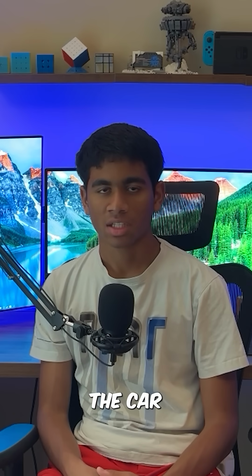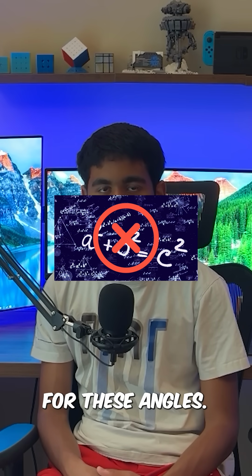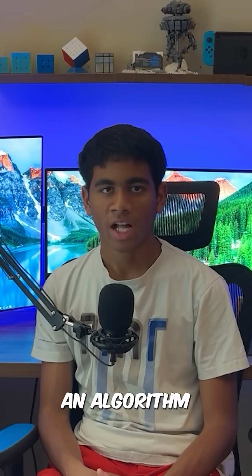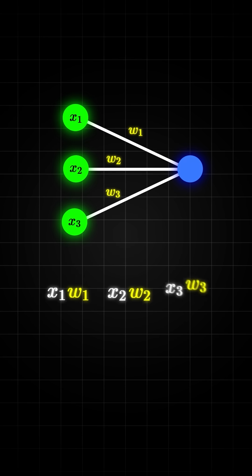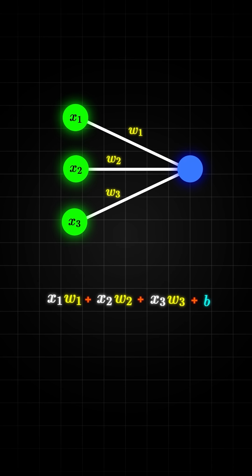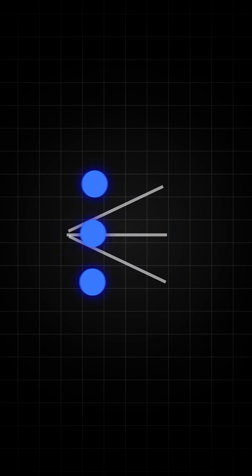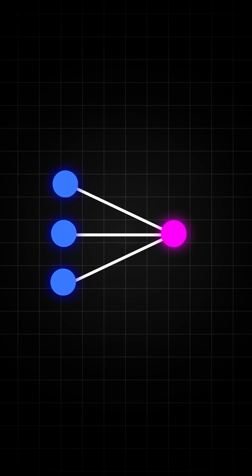The interesting part is that the car isn't explicitly programmed with the math for these angles. Instead, it learns with an algorithm called gradient descent. Here's how inputs move through the network. Each connection has a weight. An input is multiplied by its weight, added together with other inputs, and then combined with the bias. This sum goes through an activation function, and the result is passed to the next layer. By the time we reach the output layer, the network produces a final turning angle.